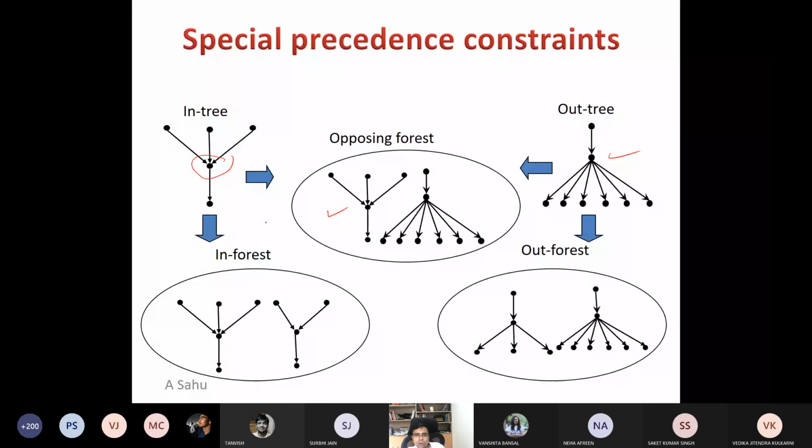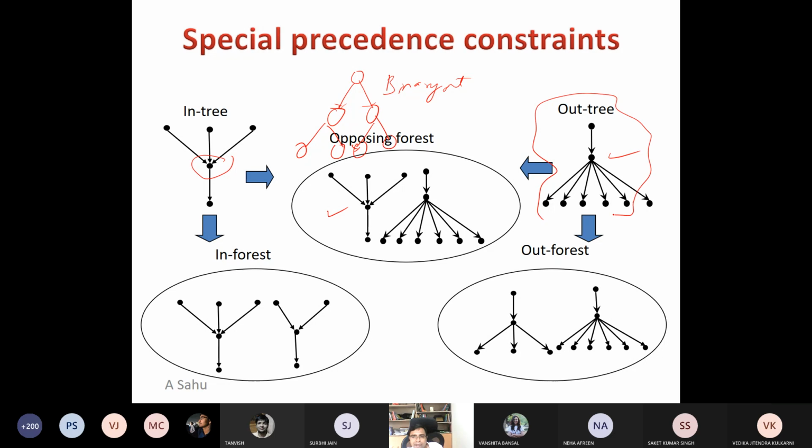In a binary tree, what happens? If you look at a binary tree, every node has two outgoing nodes. So this will be a binary out-tree, if this is the example. Whenever it's a binary tree by default, we say binary out-tree. So this is an out-tree.